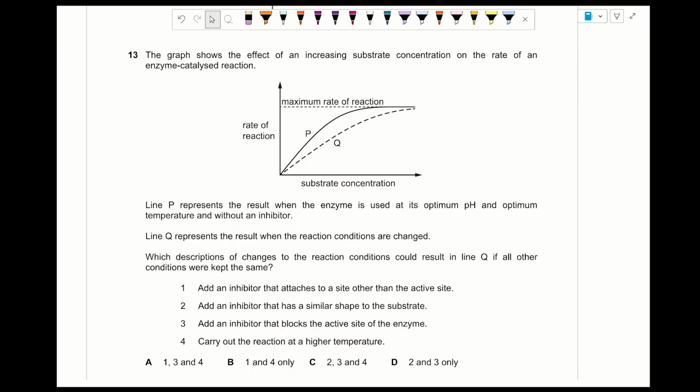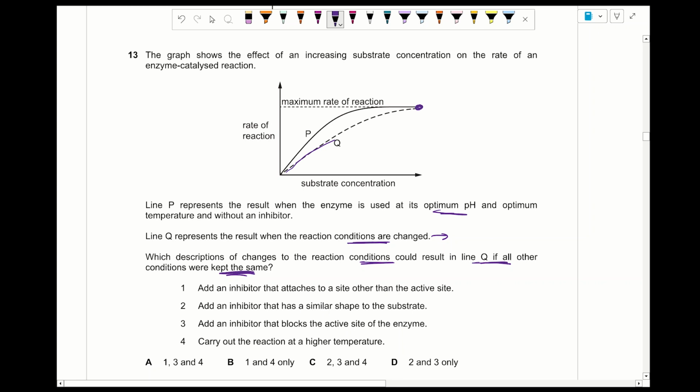Question number 13. The graph shows the effect of an increasing substrate concentration on the rate of an enzyme catalyzed reaction. Which description of changes to the reaction conditions could result in the line Q if all other conditions were kept the same? So line P represents the result when the enzyme is used at optimum pH and optimum temperature. And line Q represents the result when the reaction conditions are changed. Now we would like to know the change that caused a slight decrease in the rate, however, reached the same maximum rate at the end.